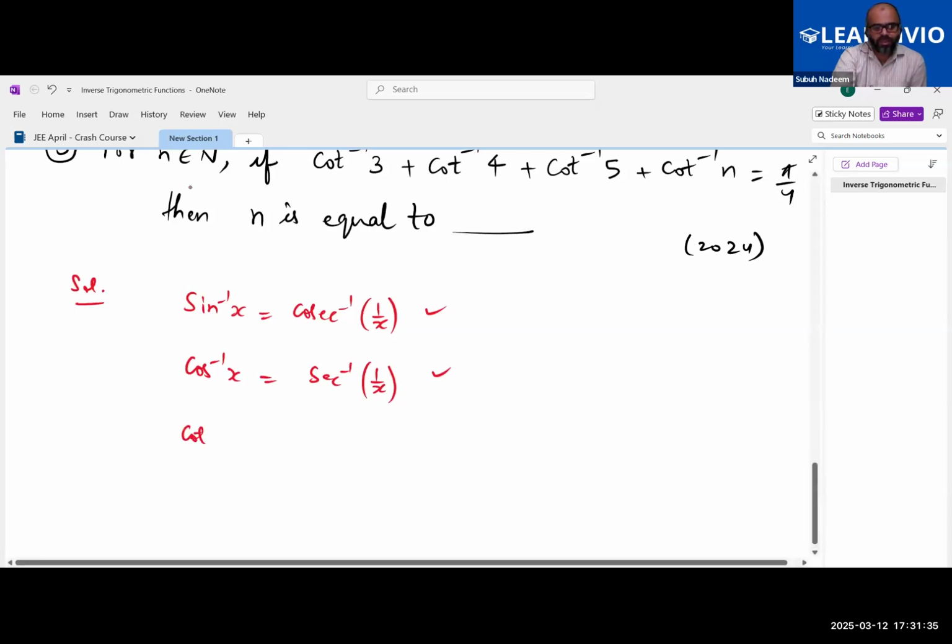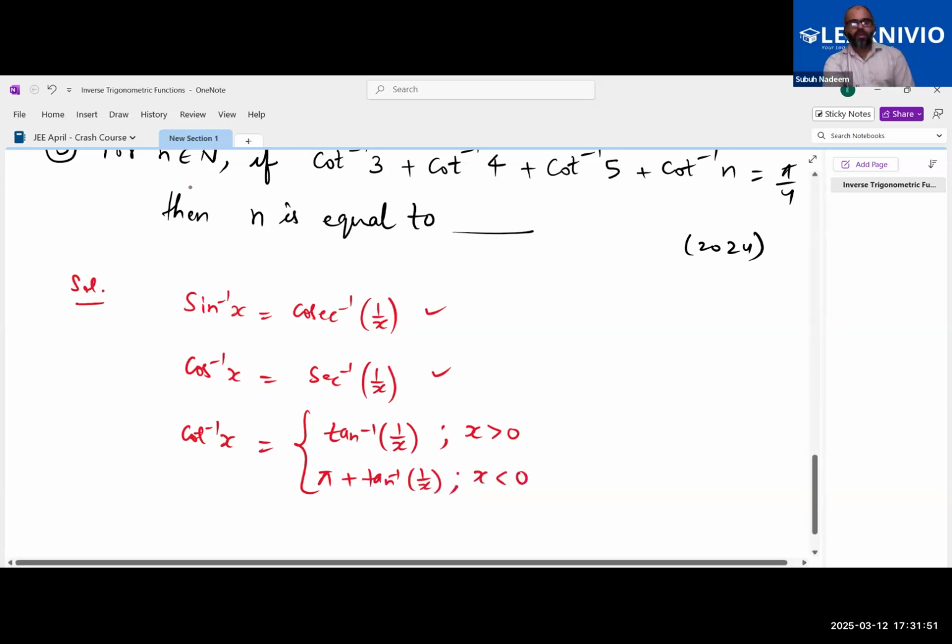And when we come to cot inverse x, there are two possibilities. It could be equal to tan inverse 1 by x if x is a positive number, and pi plus tan inverse 1 by x if x is a negative number. So tan inverse 1 by x will give you a negative value. You will add it to pi, and then you will get some value between 0 and pi. That will be cot inverse x. The reason is that tan inverse has principal value minus pi by 2 to pi by 2, and cot inverse has principal value 0 to pi. They have different principal value regions. So these are the formulas we need to remember.